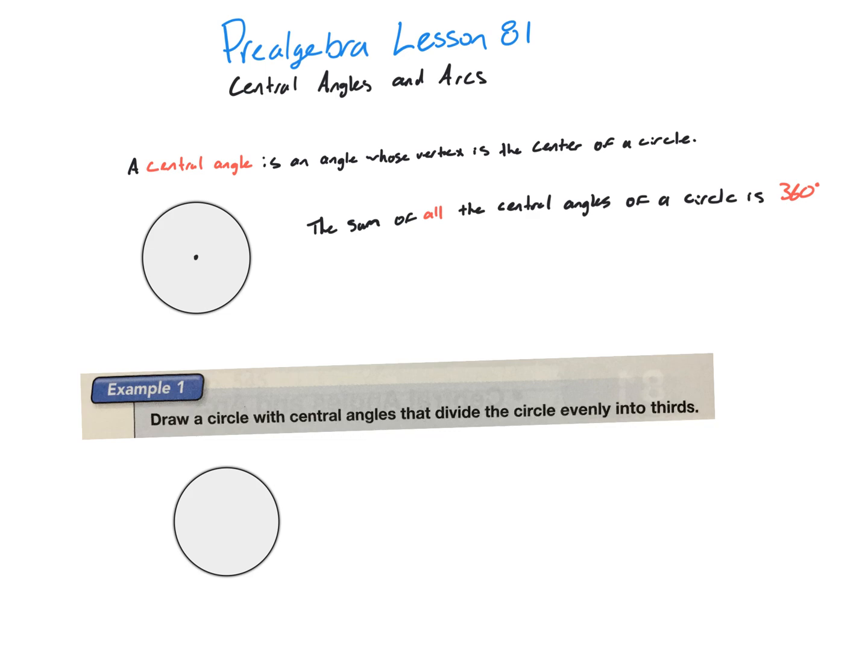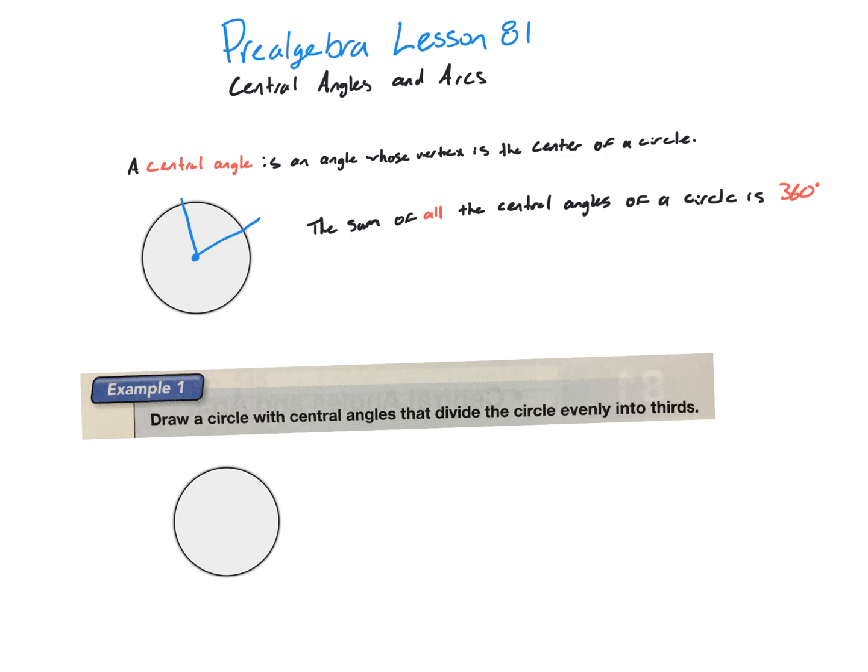We're going to be talking about central angles and arcs. A central angle is what we're going to talk about first. A central angle is just an angle whose vertex is on the center of a circle. So just think about if you had an angle like that, where this vertex right here is on the center of a circle, then we call that a central angle because its vertex is on the center of a circle.